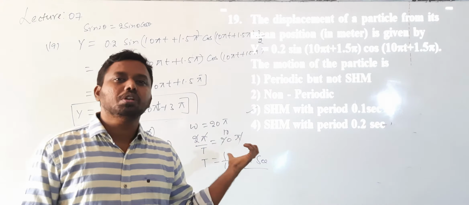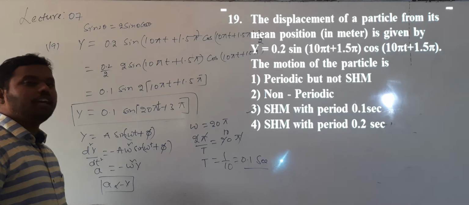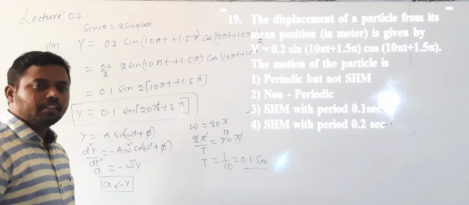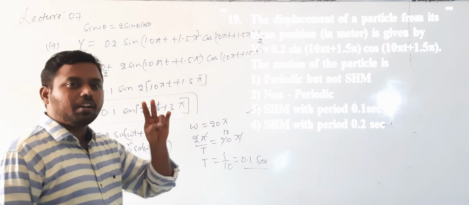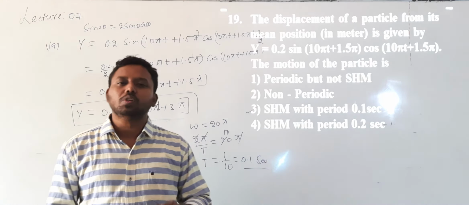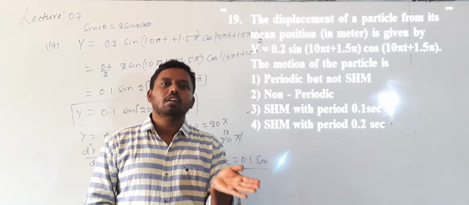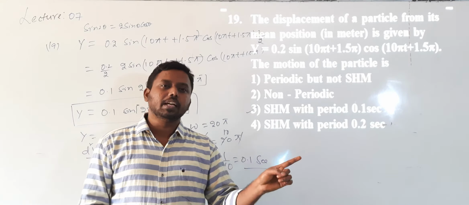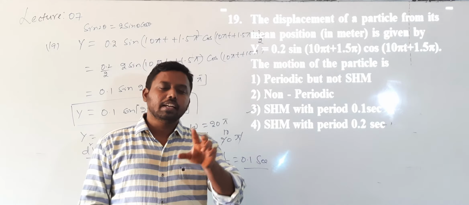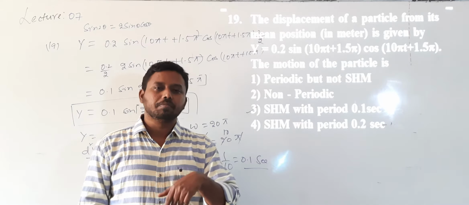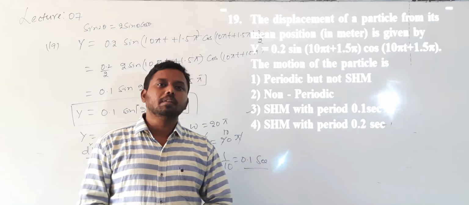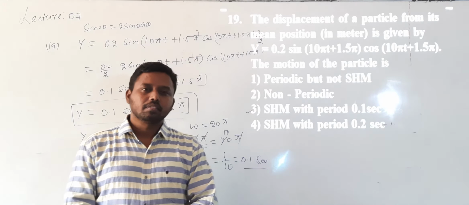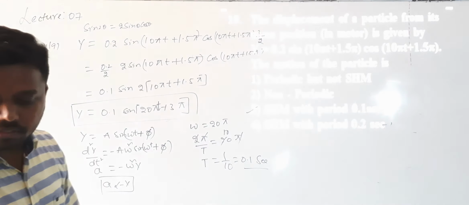So this is the conclusion. If this condition is not valid, then you can confirm that it is periodic but not oscillating. Generally there are two types of oscillations: harmonic oscillations and non-harmonic oscillations. If a function is represented by a single harmonic function, that is harmonic oscillation. A combination of two or more is called non-harmonic oscillation. Okay, so this is the condition.